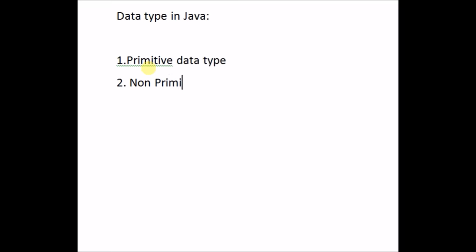We are going to discuss data types in Java. Basically, there are two types of data defined in Java. The first type is known as primitive data type, and the second one is defined as non-primitive. So what is the primitive data type?